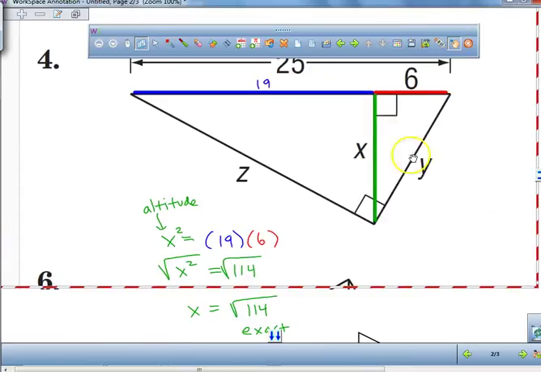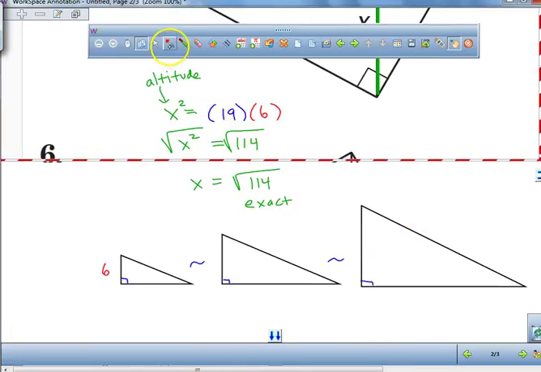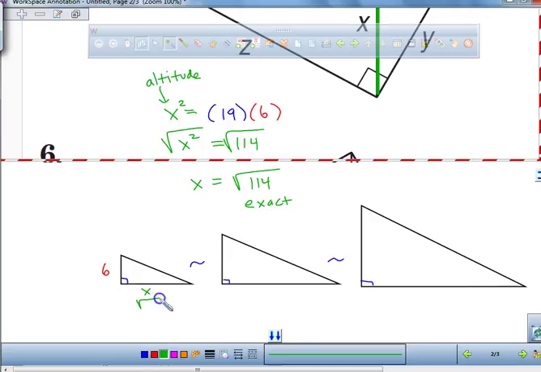And then up here, the medium side, what's that distance? That's x, right? So right here, I'm going to go over here, and that medium distance at the middle leg, I'm going to call it x. And we already know that's equal to what? The square root of 114. Let's put x right there.